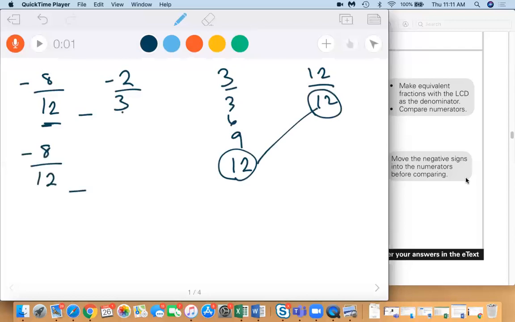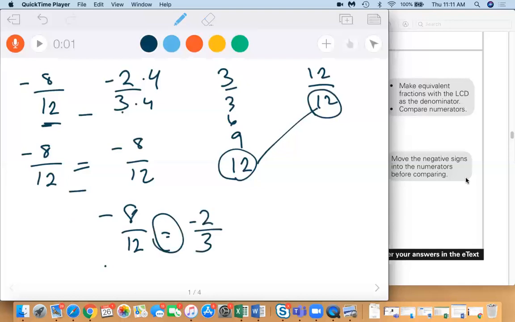And then on this side, we need to multiply by 4 over 4, right? So that means we're gonna get -8 over 12. So these are actually equal. So we would say -8 over 12 is equal to -2 over 3. So they're equal. Any questions there, guys? Okay.